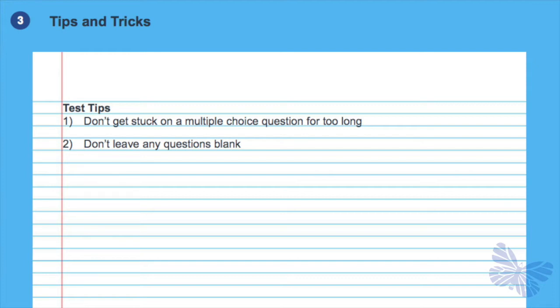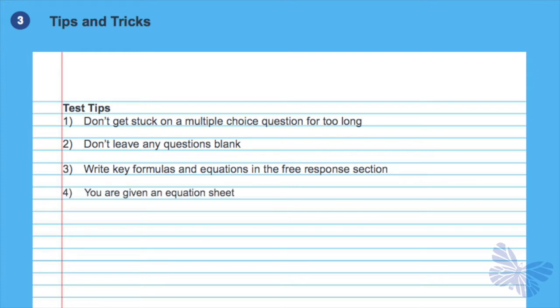Make sure when you're answering the free response section to write down key formulas and equations. Even if you don't know exactly how to solve the problem, they'll usually give you partial credit for at least identifying what formula to use, or at least getting the right equation down, even if your final answer isn't exactly correct. And make sure you're not memorizing every single equation, because they give you a pretty long equation sheet. So a lot of the times if you're stuck, you can look at that for reference.